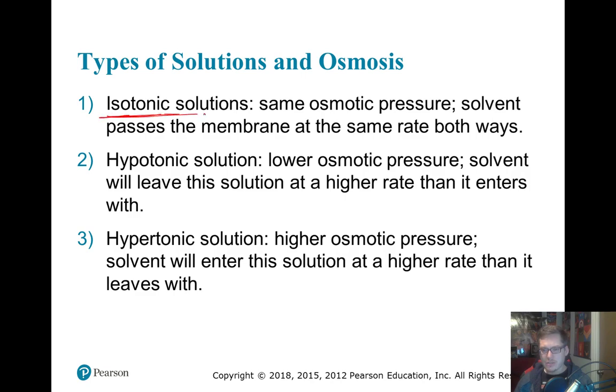An isotonic solution is a solution that has the same osmotic pressure on one side versus the other. So the solvent passes the membrane at the same rate. Essentially, you've reached equilibrium.